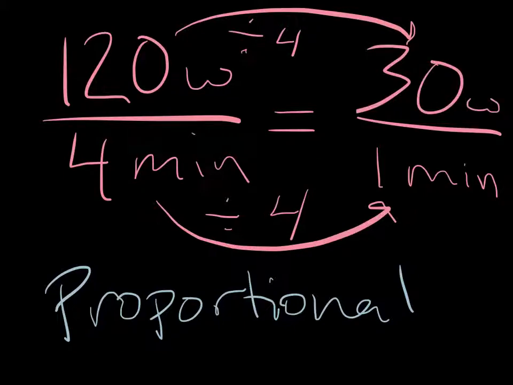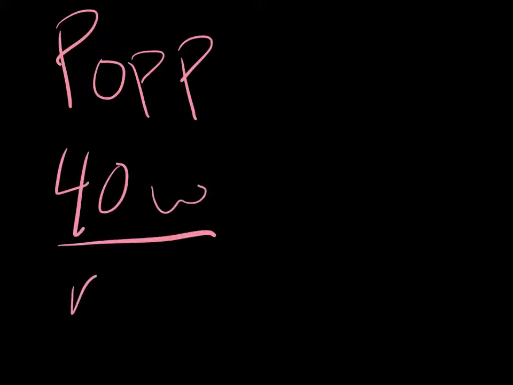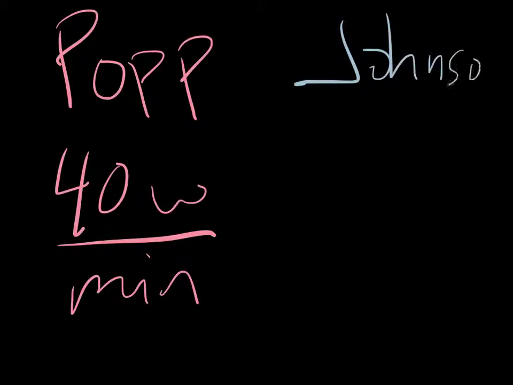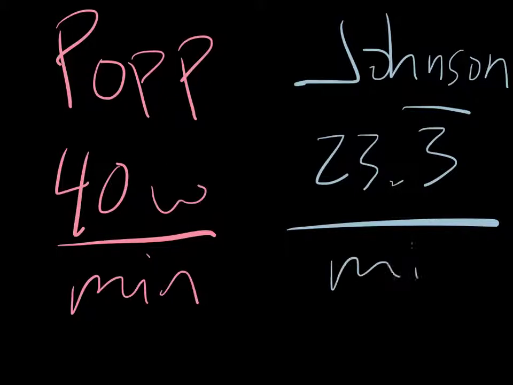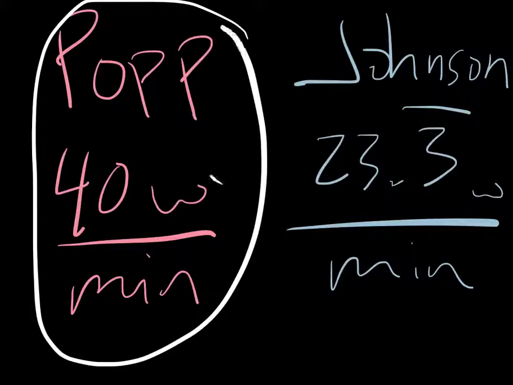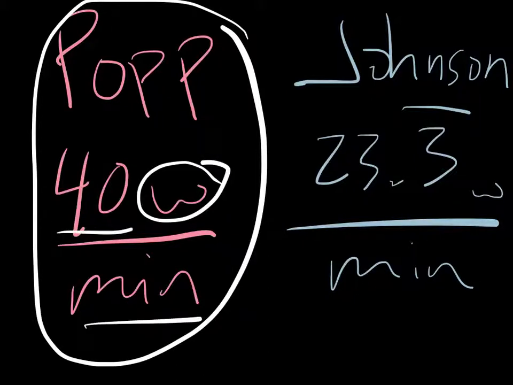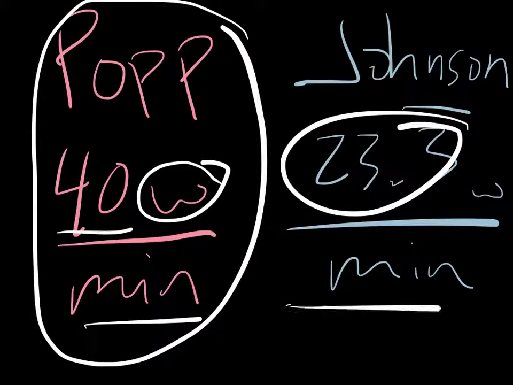So now I'm going to compare my two numbers together. I have Miss Pop, and she can do 40 words per minute. And I have Mr. Johnson, and he can write 23.3 repeating words per minute. And so now I have definitively said that Miss Pop can write more words, 40, per minute than Mr. Johnson can, 23.3 words per minute. So Miss Pop is, in fact, the fastest typist of the two.